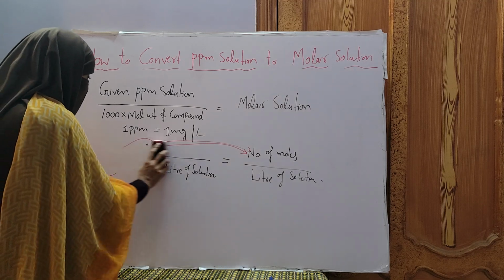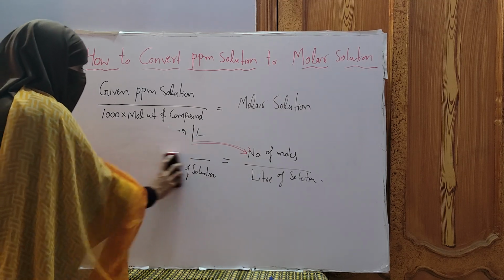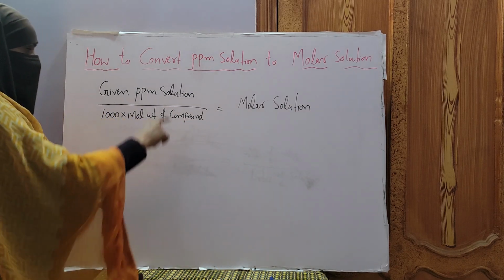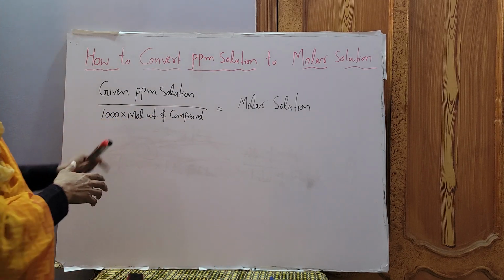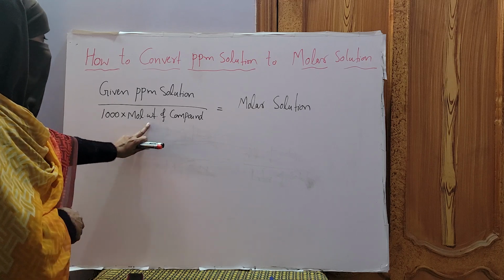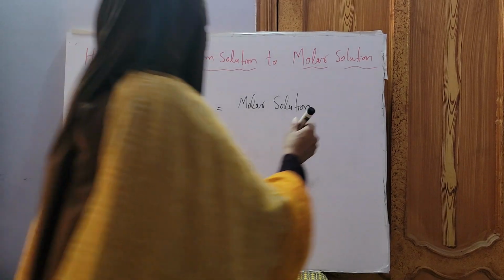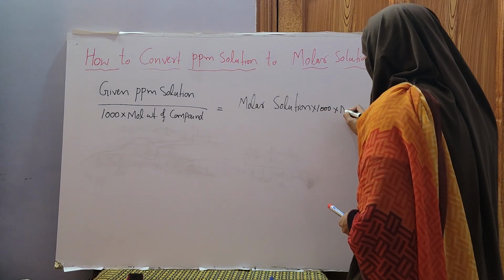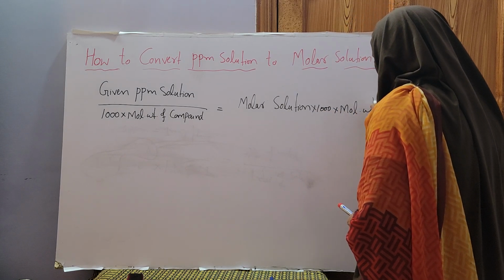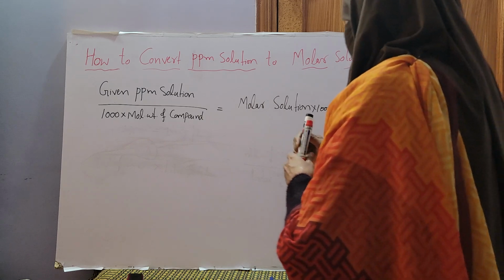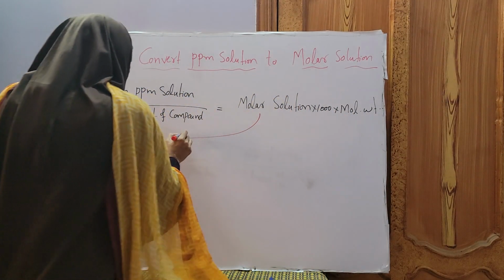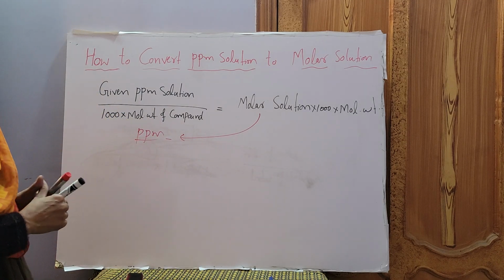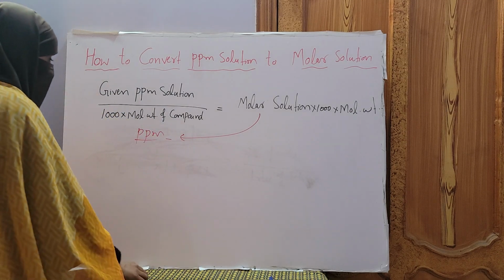And in order to convert it back, from molar to ppm, the same formula becomes reversed. Say you have a given molar solution. Here you divided by 1000, divided by molecular weight. Here simply multiply it with 1000, multiply it with the molecular weight of that compound. Then your molar solution will be converted into ppm, parts per million.